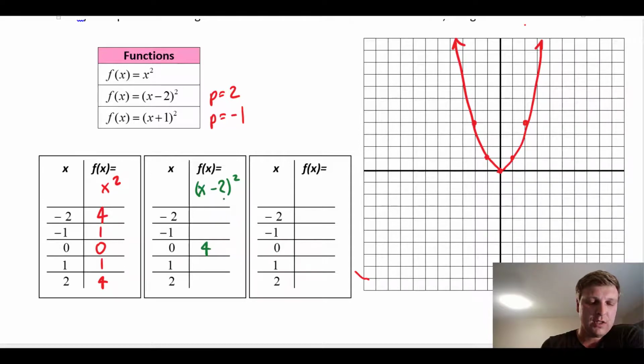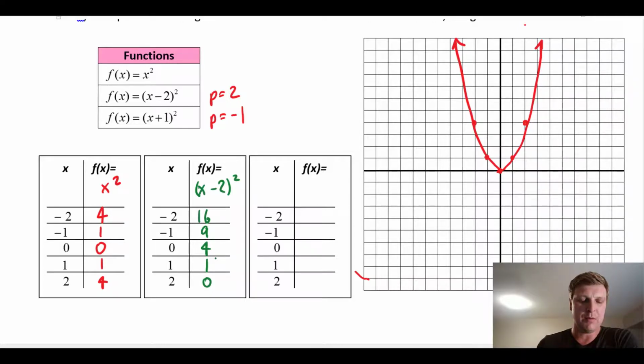1 minus 2 is negative 1. Negative 1 squared is 1. 2 minus 2 is 0. 0 squared is 0. Negative 1 minus 2 is negative 3. Squared is 9. Negative 2 minus 2 is negative 4. Squared is 16. And so it's not immediately obvious what's going on here.